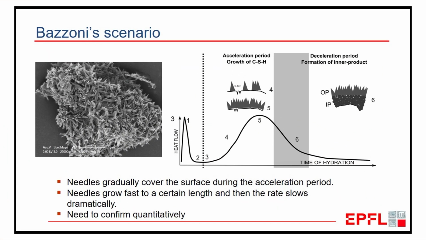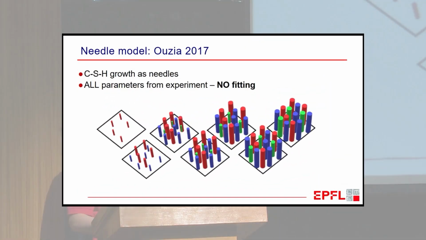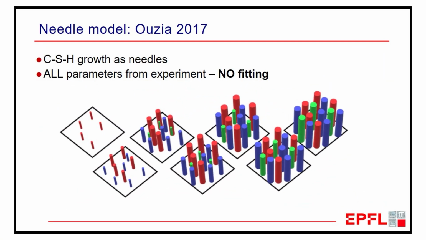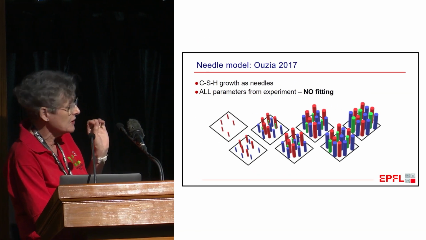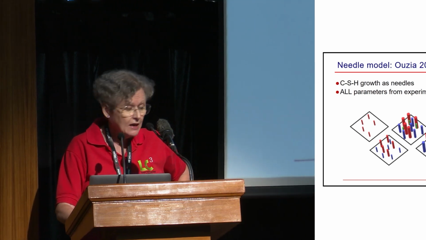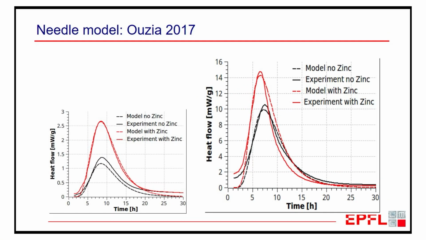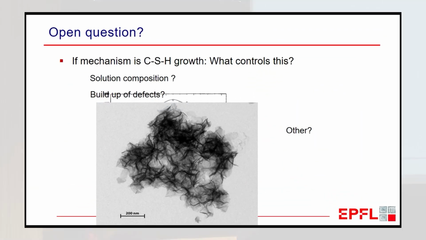So then we could come up with a new hypothesis. We could put this hypothesis in a model, but again, here I want to emphasize that we took all the parameters in our model from the experiment. We had no fitting, and we could get very good fits across a whole range of different experiments.